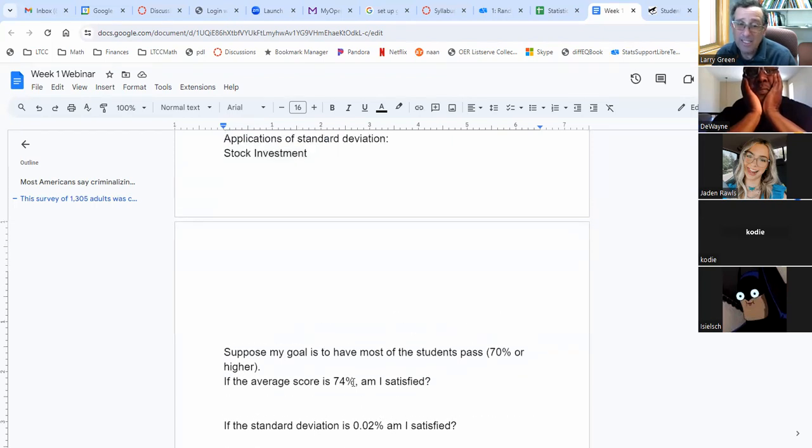What if the standard deviation was 20%? Am I satisfied? Then definitely not, because there's a whole big group of people on the low side and the high side. There's all those people in the 50s and the 40s, and then all these people in the 90s, but almost nobody near 74%. It's like all A's and F's if I have a giant standard deviation. Do you see how to read those numbers? Any questions on that idea?